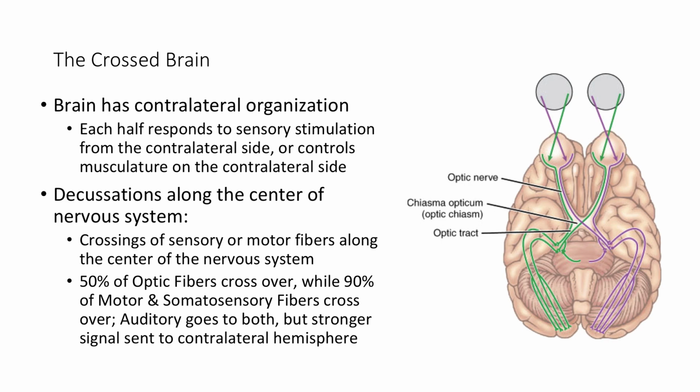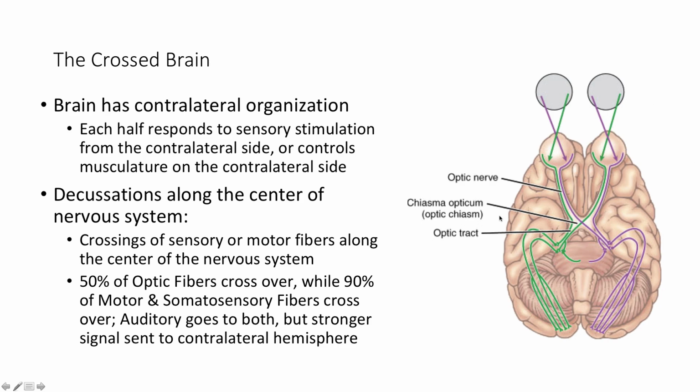And then we have the crossed brain. It is incredible how organized our brain is and how our hemispheres are almost symmetrical. This is also because our brain has some form of contralateral organization. Each hemisphere responds to sensory stimulation of the other side, the contralateral side of the body, and it also controls muscles of the contralateral side of the body. Funny, huh? So how does this work?